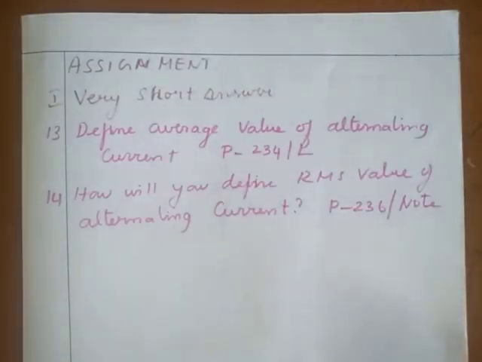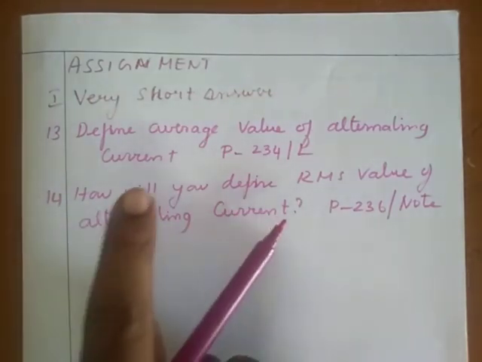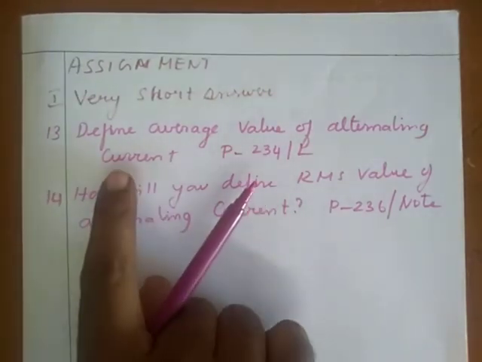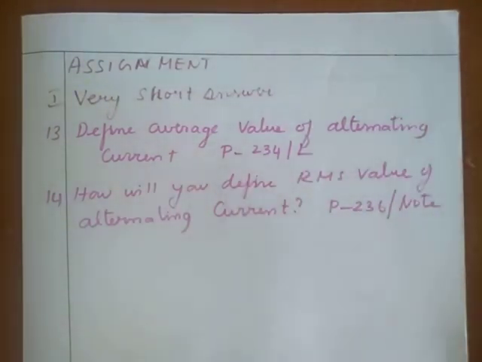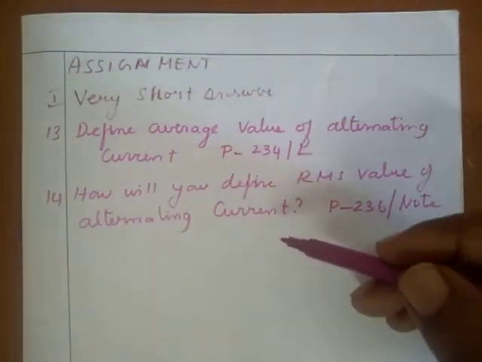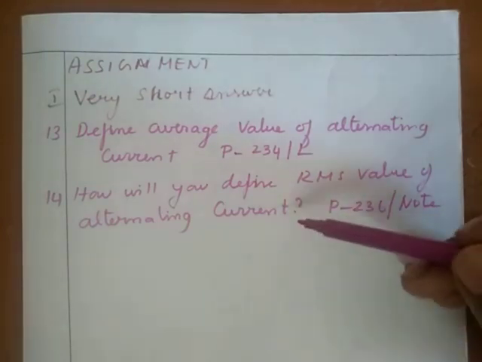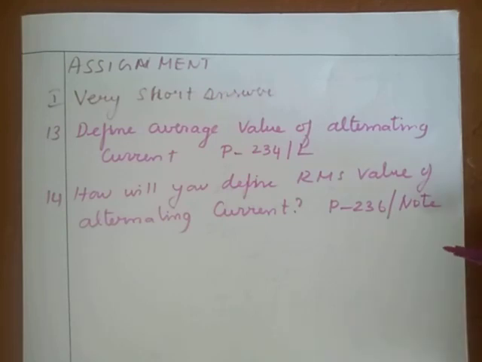This is your today's assignment. Here I gave two questions: define the average value of alternating current, which we know very well, and next, how will you define the RMS value of alternating current? No need to define this here. You have to write the answer on page number 236 in the note.